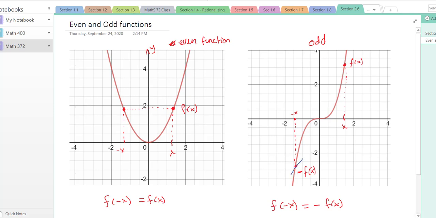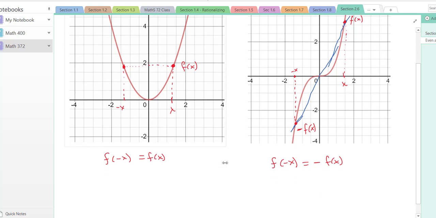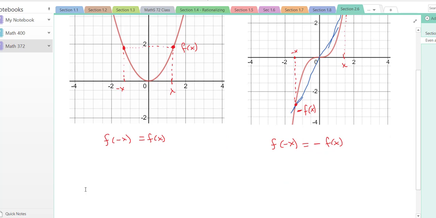If you were to draw a line here, I'm not doing a very good job, then when you fold along that line around the origin, those two points should match up. So how do we determine if functions are even or odd? Sometimes it's pretty simple. Determine if f of x is odd, even, or neither.